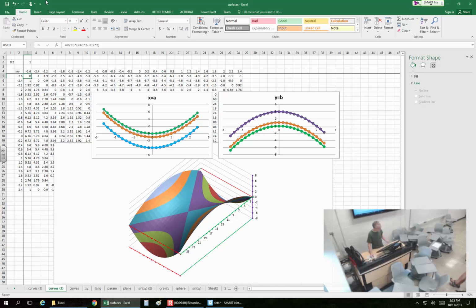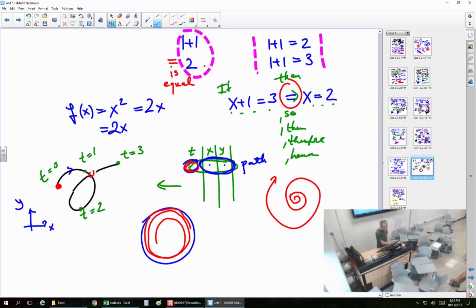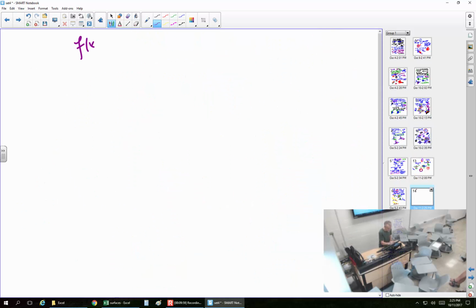It's a hyperbolic paraboloid. And the equation is over here. It is y squared minus x squared. Okay, y squared minus x squared produces the same result, even though it's seemingly different curves. So f of x, y equals y squared minus x squared.